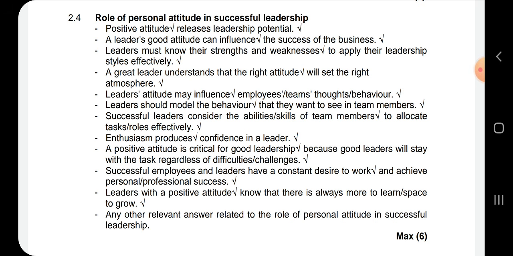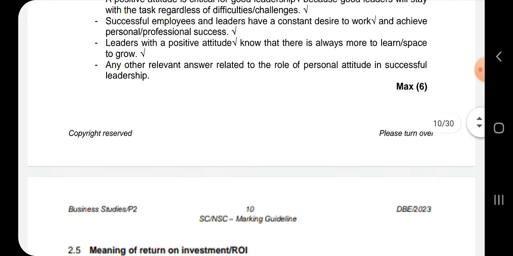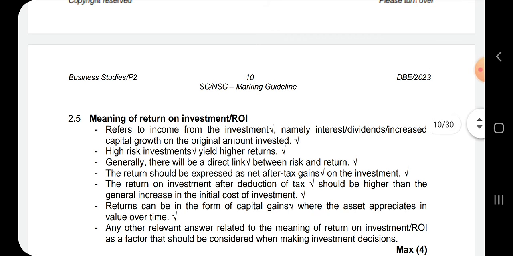Okay? So you must respect yourself and respect other people. It's another fact. Any other relevant answer related to personal attitude in successful leadership. So respect yourself and respect others so that you can have a positive attitude throughout your leadership with the people that you are leading. You respect them, they respect you. So that leadership is successful.